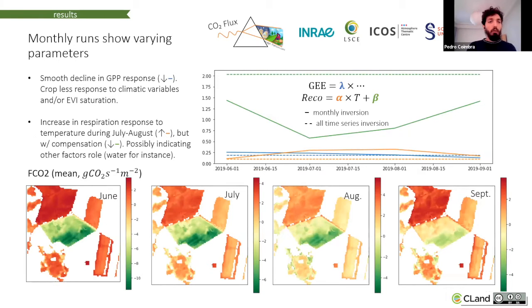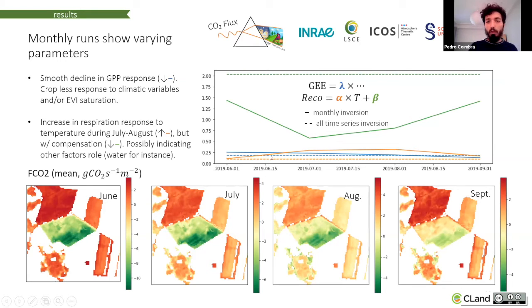And moving on, what I just showed is that we did the optimization for the whole time series. However, we can do the optimization month by month, just to check if the parameters will vary or change. So that's what I show here. On the top part, we have the parameters per month. The dashed lines are what I just showed before, so they are constant for the whole time series. The continuous lines are when I inverted monthly to get the variation of the parameters.